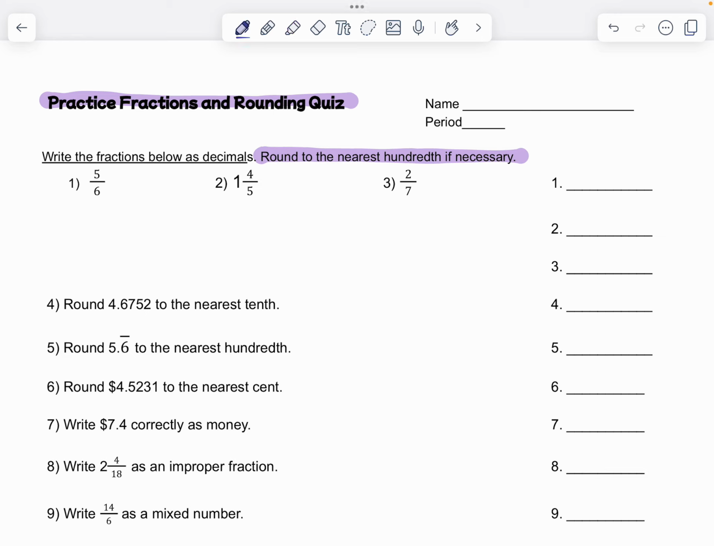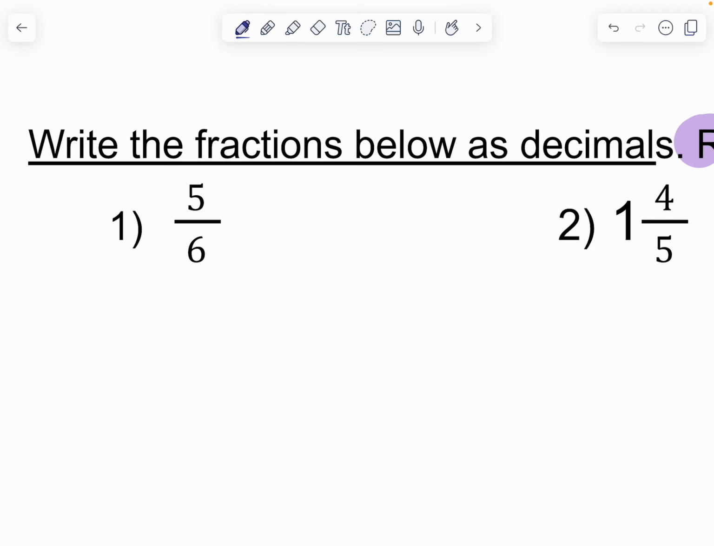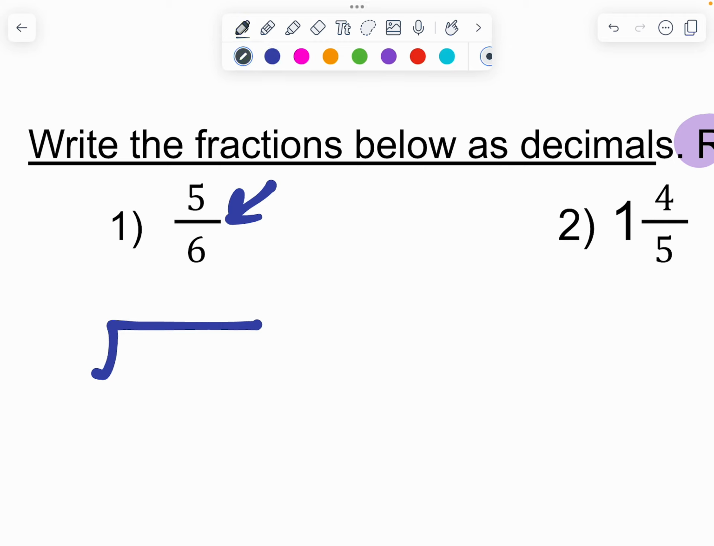All right, let's take a look. We're going to zoom in on number 1. It says write the fractions below as decimals. So there's a couple ways to remember. This fraction line means to divide. If you're not sure which one goes inside the fraction, where it goes when you divide, we talked about maybe cowboy and horse, but here we go.